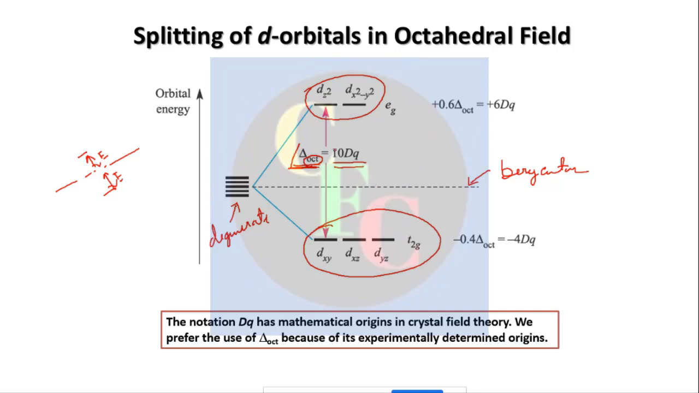Okay, see here, if you divide this in the ratio of 2 and 3, you will get that this energy is raised by 0.6 delta oct, and this is lowered by 0.4. So the minus sign is shown for this stabilization, stabilizing, and this is destabilizing, right.